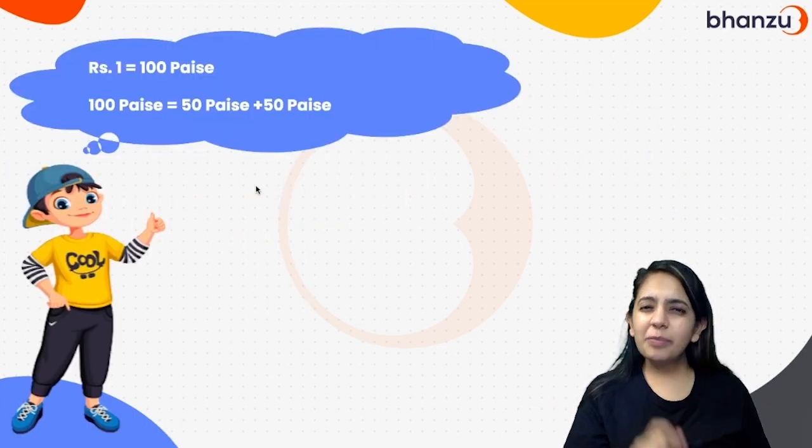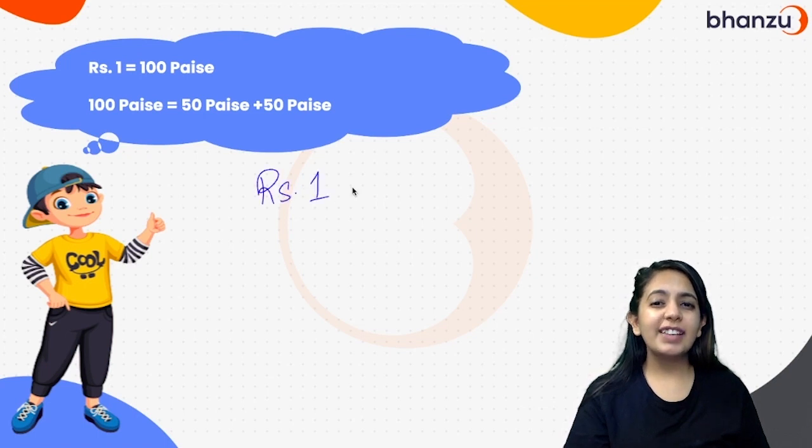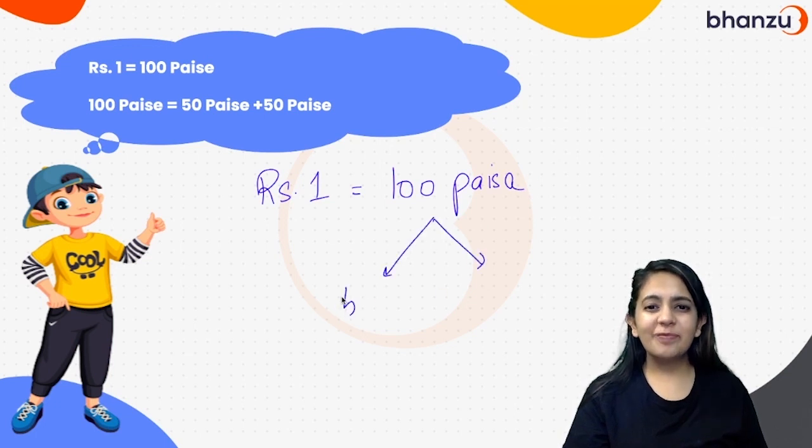So let me tell you something about paise. Rupee 1 is equal to 100 paise. And then this 100 paise was divided into 50 paise.